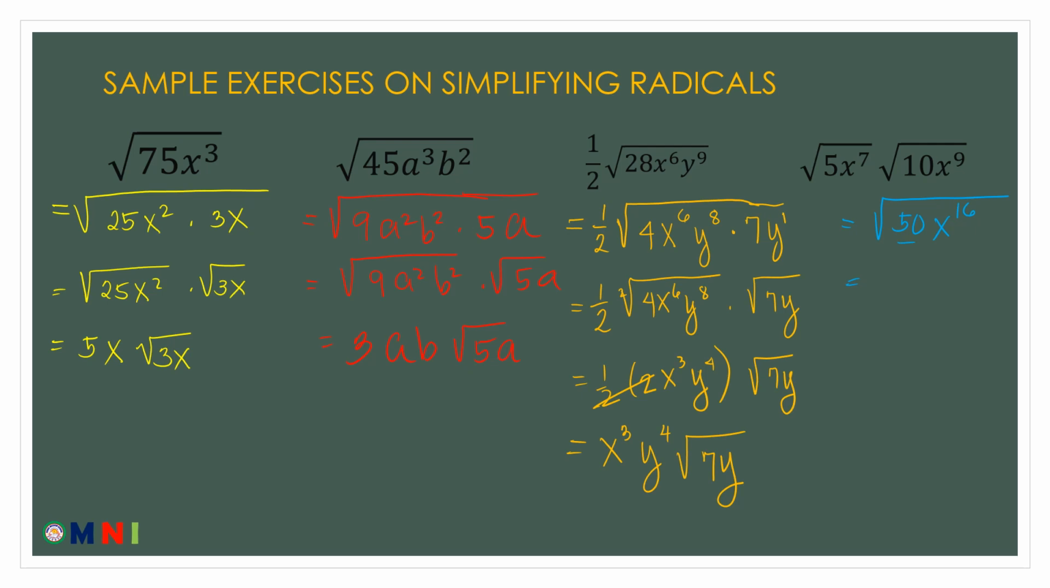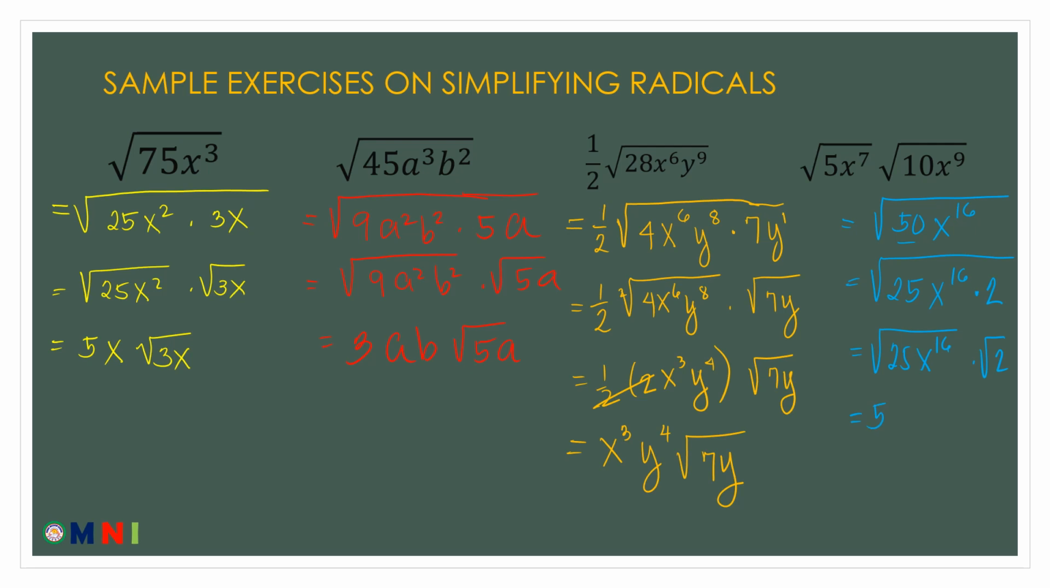And we can have a perfect square factor of 50, which is 25. And then for this one, the greatest perfect square factor for x to the power of 16 is still x to the power of 16, then 25 times 2. And of course, we solve them separately, the one with the perfect square factor. And then of course, simplify this, which is 5.